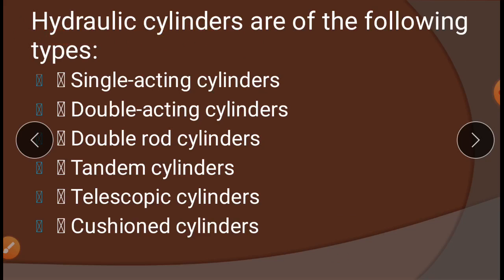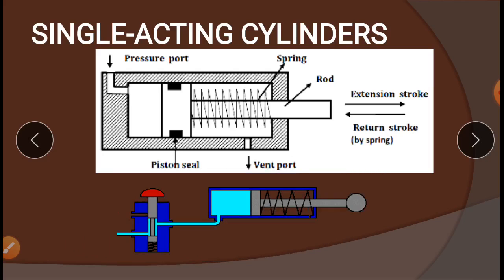We have some types in the hydraulic cylinders because there are many types. There are single acting cylinders, double acting cylinders, double rod cylinders, tandem cylinders, telescopic cylinders, cushioned cylinders. These are the types of cylinders which are going to be considered in the linear actuators under the cylinder section. So first we will see the single acting cylinders.